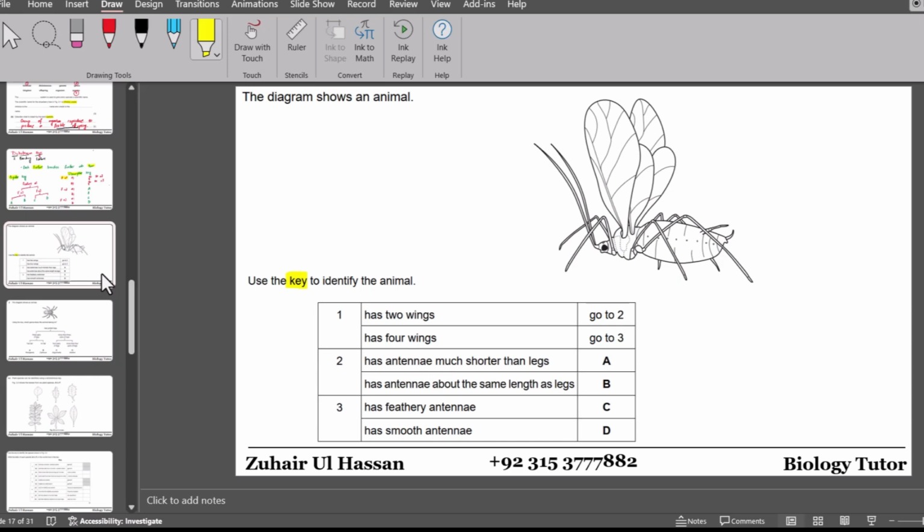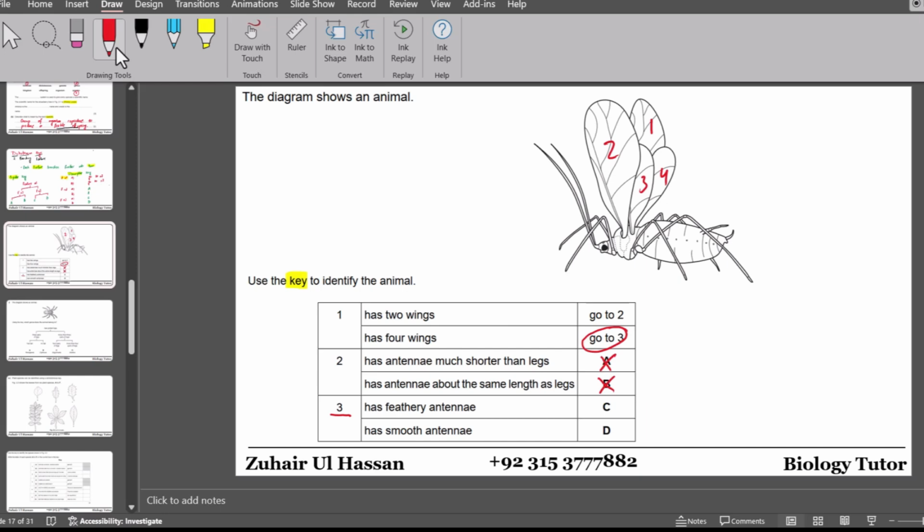Feature 1 says that it has two wings, it has four wings. If we talk about the diagram, there are four wings present there, 1, 2, 3, and then 4. So we have to go to 3. So it means option A and option B would not be the correct one because it does not have the two wings present. So for four wings, let us talk about feature number 3 or statement number 3, that is further divided into two features, two statements.